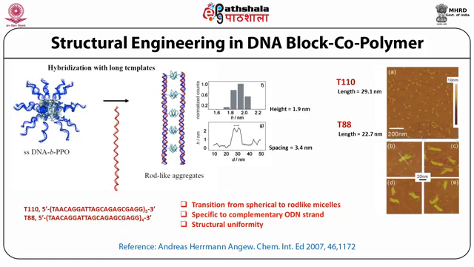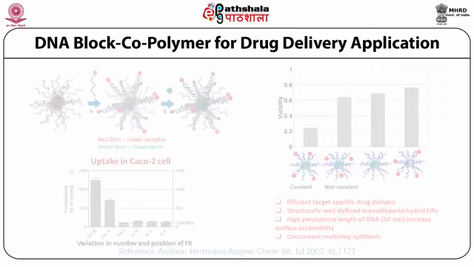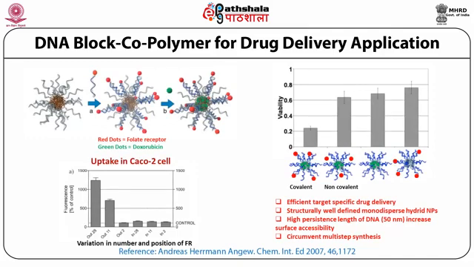So this is a very elegant example that, depending on the length of the complementary strand, you can either stay in spherical micelle, or you can completely change the structure into rod-like micelles. So now we look at one example where DNA block copolymer can be used as a drug delivery application in cancer cells.